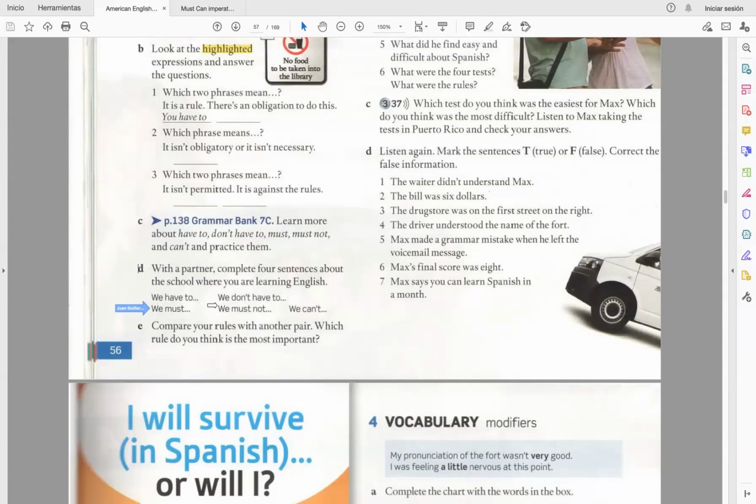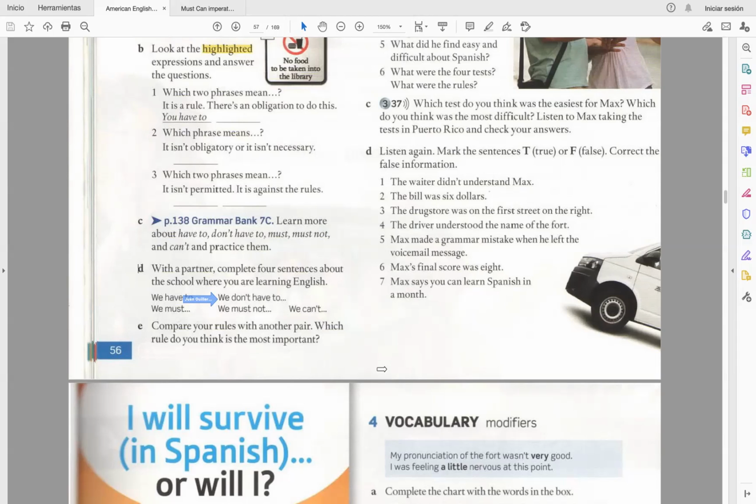Now we forget about the university and we think about our home, our house rules. Okay. We don't have to. Acuérdense que we don't have to significa no es necesario que nosotros. So anybody? Any volunteer? I don't have to go to all classes. Okay, you're talking about the university. I don't have to go to all the classes, because it's open attendance. Okay, very good.